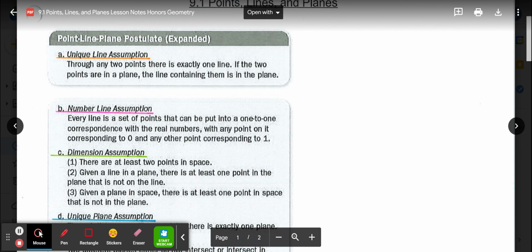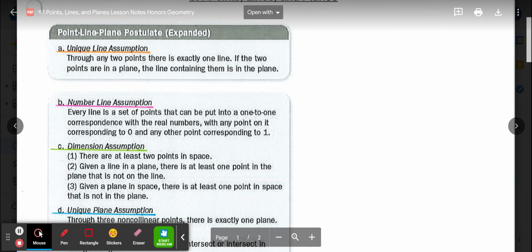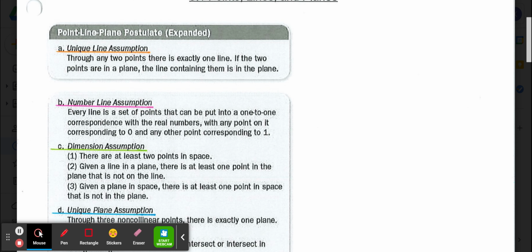Then we have the number line assumption, which states every line is a set of points that can be put in a one-to-one correspondence with real numbers, with any point on it corresponding to 0, any other point corresponding to 1. So basically what that says again is any line is a set of points that can be turned into a number line.